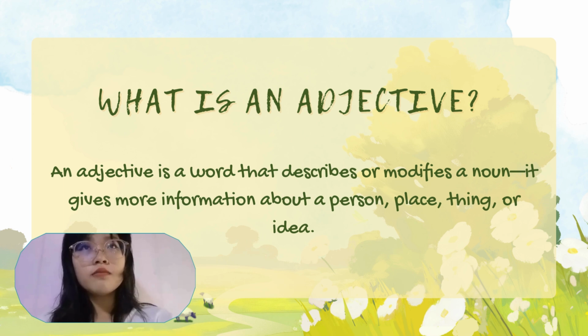So, by describing or modifying nouns, adjectives help us to be more specific and paint clearer idea for the word we are trying to say. For example, instead of simply saying a home, we could describe it as a small wooden mountain house to give more vivid image to the person that we are talking. Also, adjective allows us to express opinions and emotions, such as calling a movie amazing or a person kind.